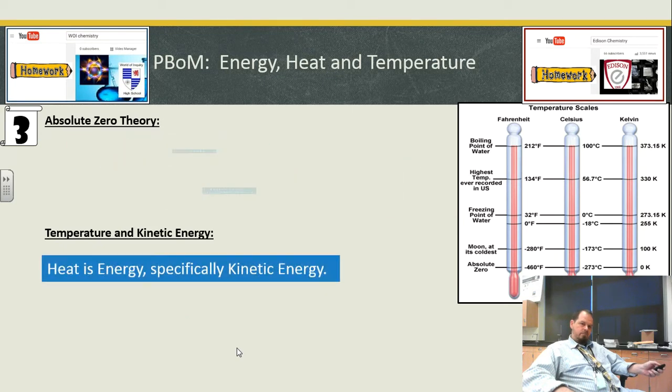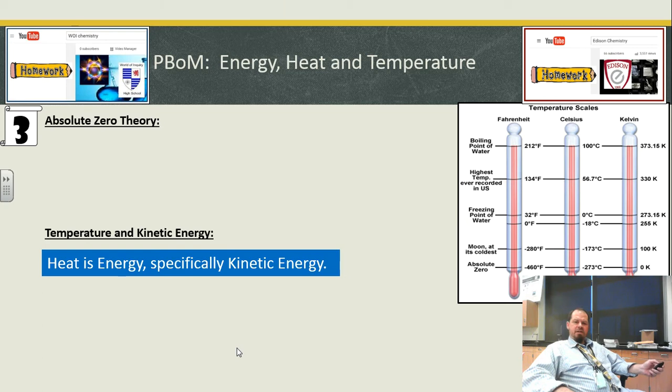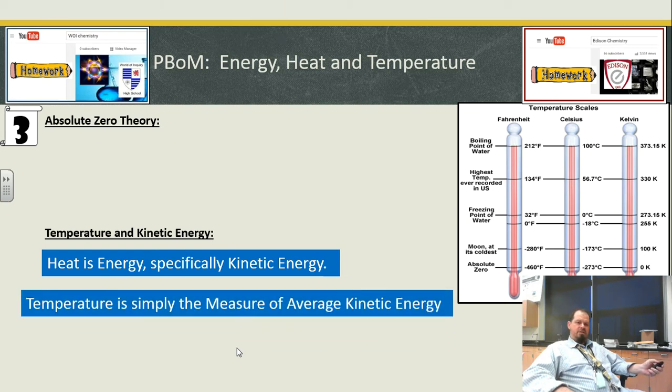Heat is energy. It is specifically kinetic energy. And temperature is simply the measure of average kinetic energy. It seems like the third time I've said that, but I need to get those definitions ingrained in your brains because it can only go that way. Heat is energy, temperature is a measure of average kinetic energy. It's much like when I used to say protons are, and you guys would say positive. I'm going to say heat is, and I'm going to expect you guys to say energy.